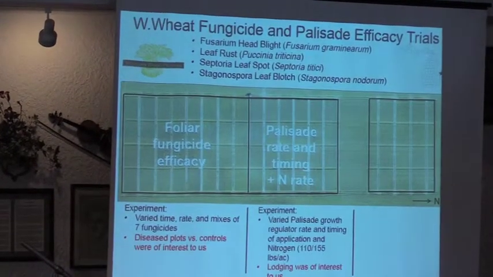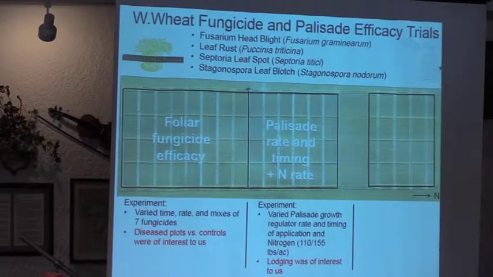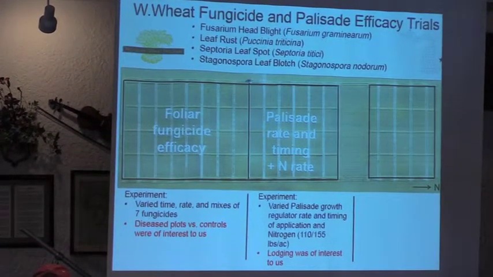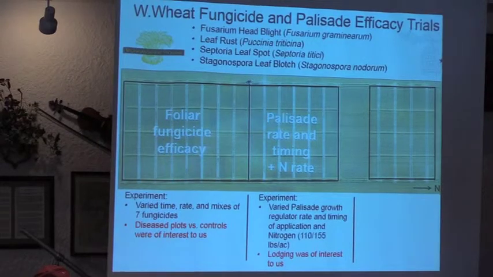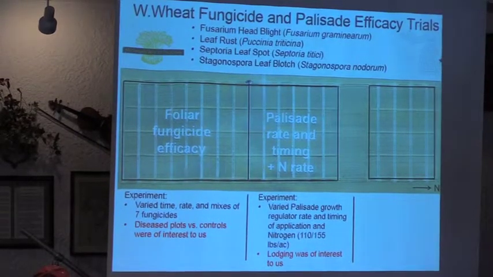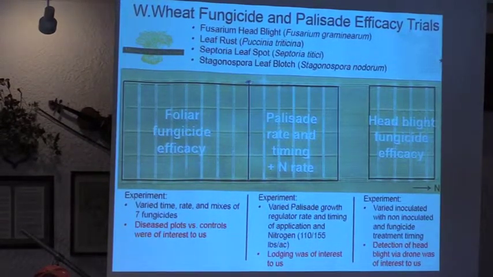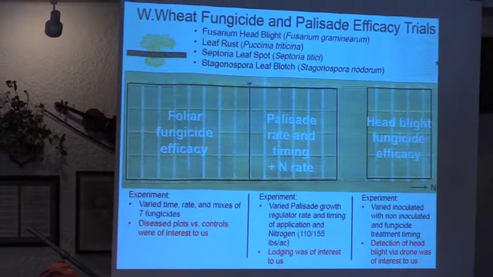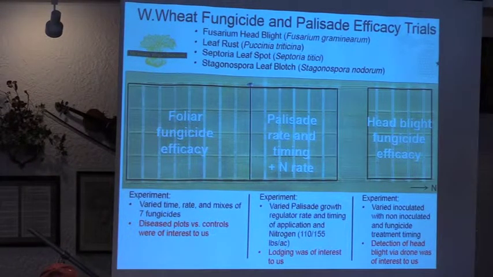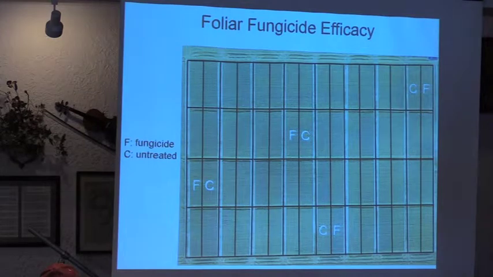The second experiment was to study the impact of the palisade growth regulator on lodging. And finally, the third treatment focused on detecting head blight fungicide efficacy. So, the foliar fungicide efficacy.